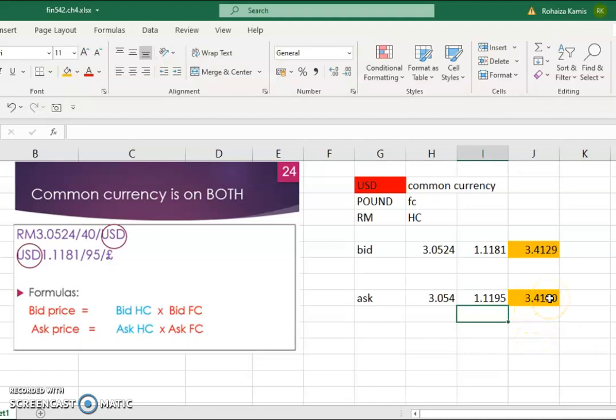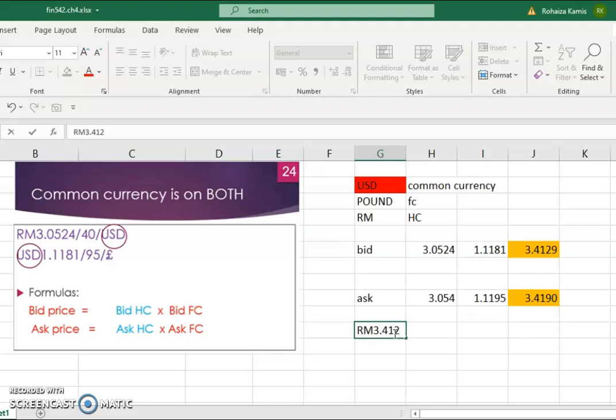Just check your answer. You must make sure that your bid is smaller than your ask. If your bid is greater than your ask, something is not right with your calculation. So you need to rewrite it again in the quotation. So just put RM 3.4129 slash 90 slash pound.